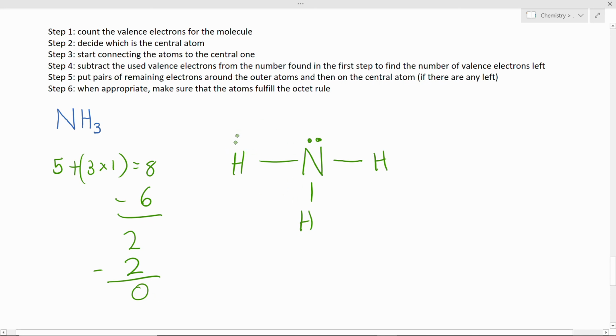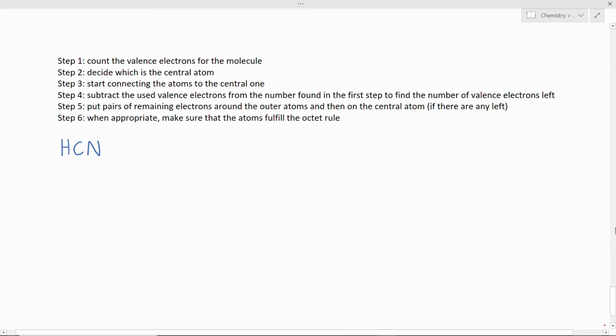Now, hydrogen has its shells full because it has its maximum of 2 electrons in these bonds, and we know that nitrogen here with 2 electrons and its 3 bonds carrying 2 electrons each, that nitrogen's octet is also filled. Here we have HCN.